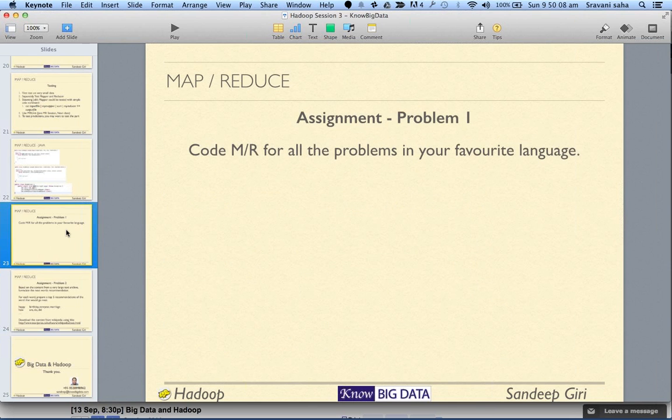Okay. Now, as an assignment for today, make sure that you finish all these problems in your own favorite language. If you are not hands on with any programming language, feel free to write in a natural language. Any syntax is okay with me, but make sure that you write down the MapReduce code in your own favorite language. Okay, even if it's French, I'm okay with that.